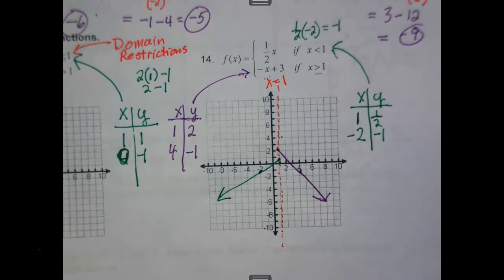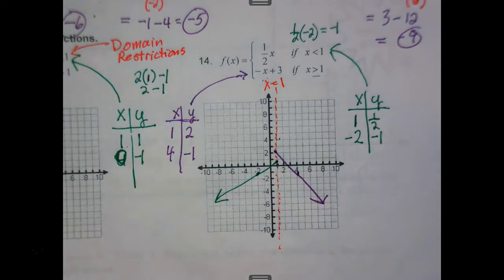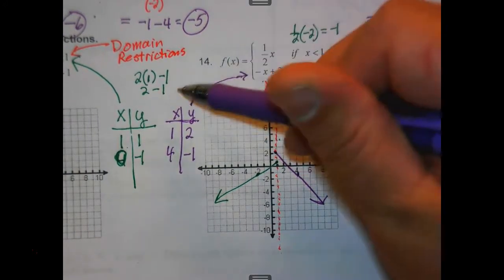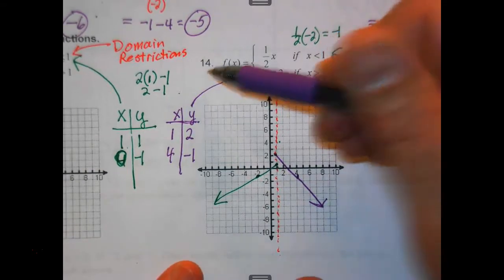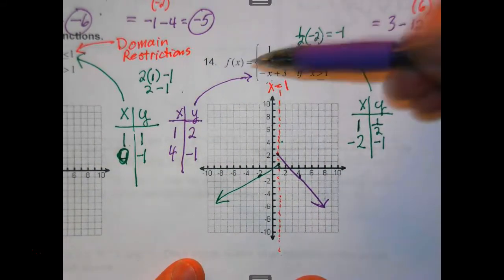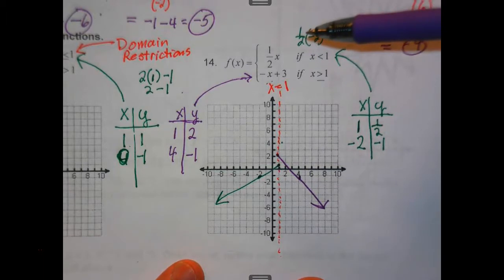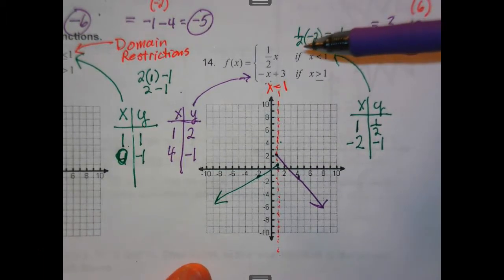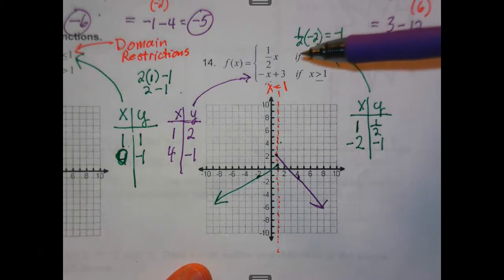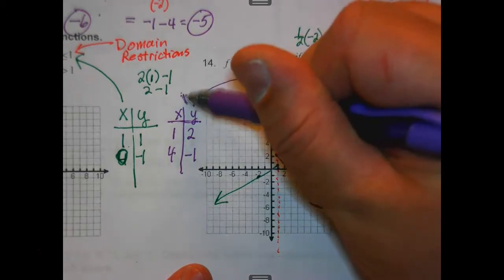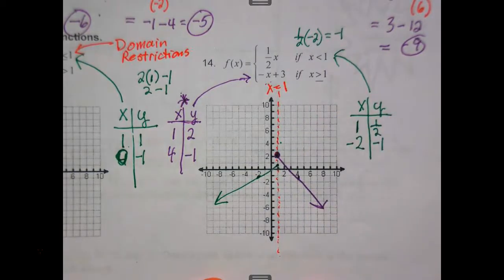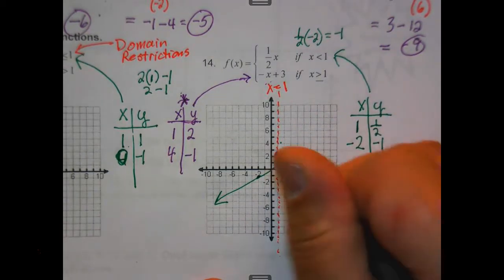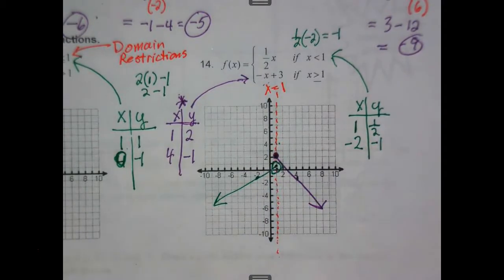Okay, which one has the closed circle? The bottom one, right? This guy here has a closed circle because of the equal sign. Which means the top one has to be open.